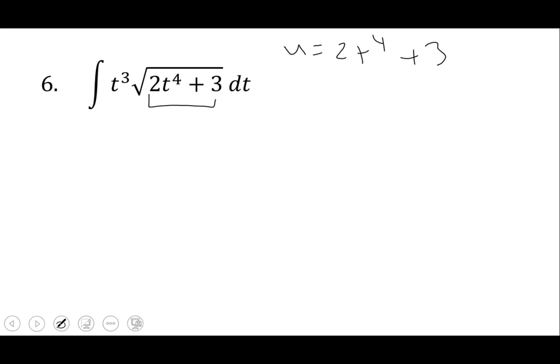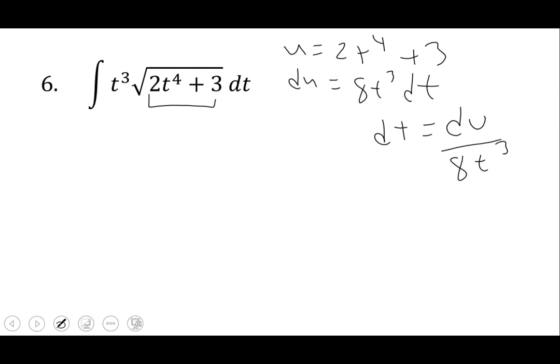You would go ahead and take the derivative of u. The derivative of 2t to the fourth would be 8t cubed, and then instead of dx, of course, it's dt. In this case, you would want to solve for dt. So dt would be equal to du over 8t cubed. Rewrite this problem as the integration of, leave the original t cubed, change my problem to u to the 1/2 power. dt is equal to du over 8t cubed.